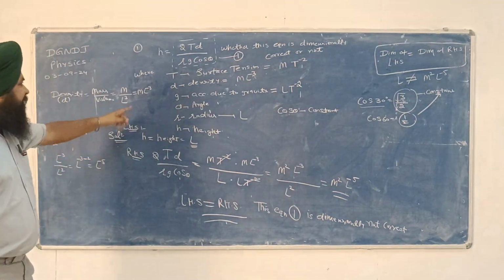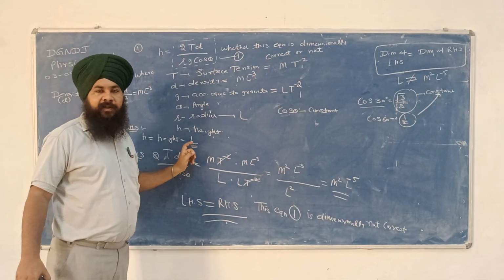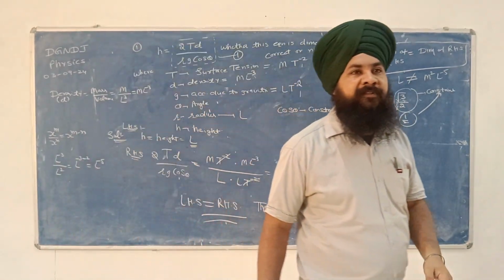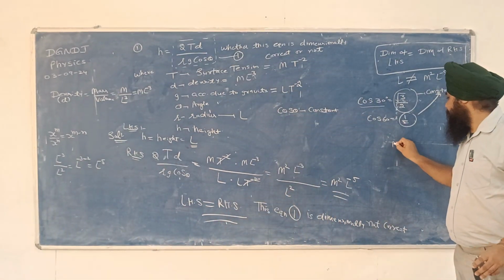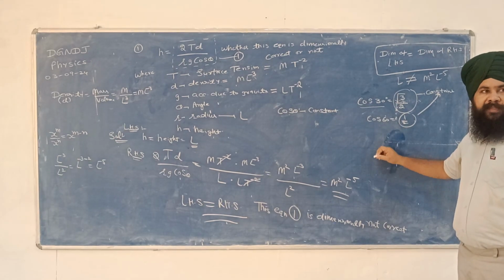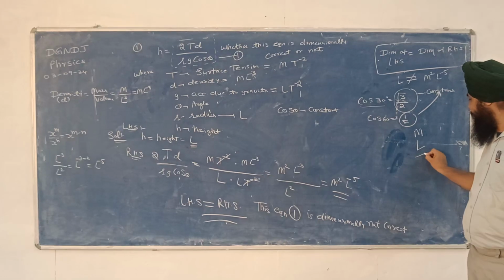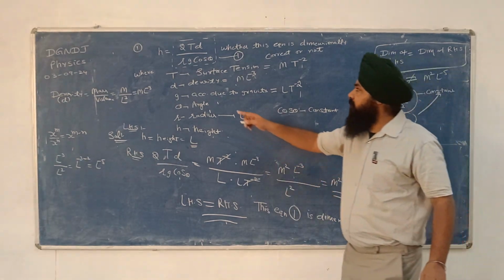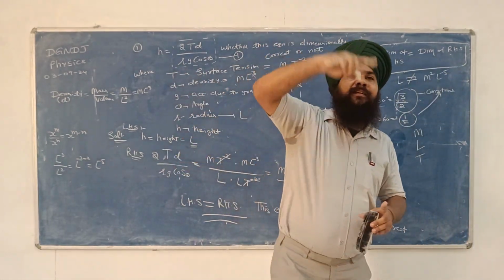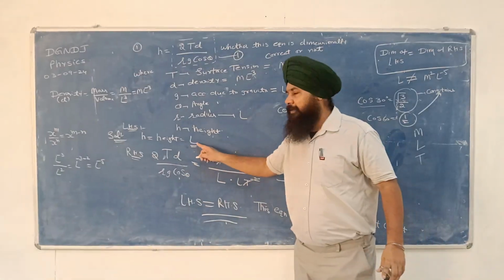Wow. Now see, this is LHS. Height is measured in L. Now see, we have three basic fundamental quantities. One is mass, another is length, and last is time. Mass is measured in M, length is measured in L, and time is measured in T. Okay. Now see height. Height is again a length. So it is measured in L.